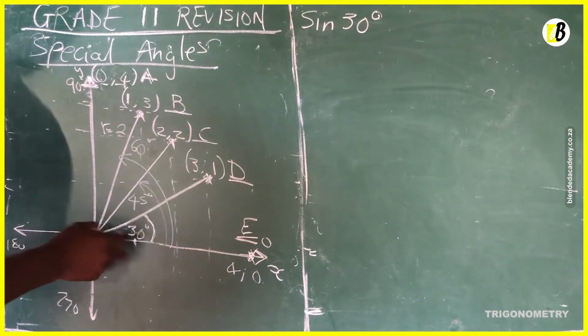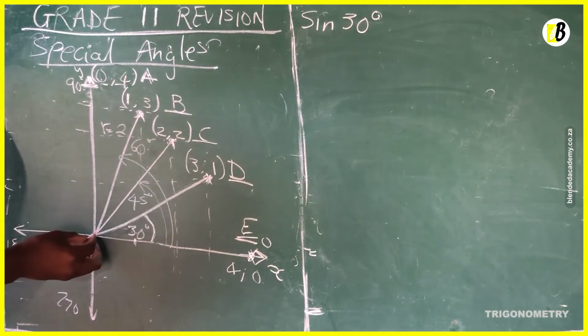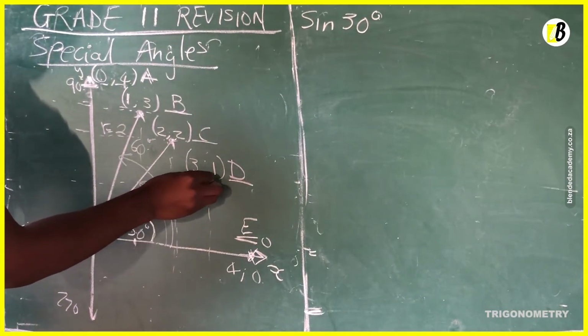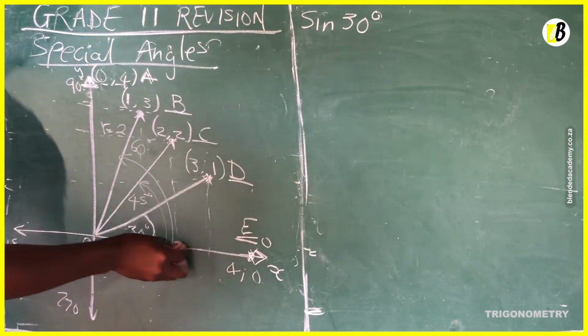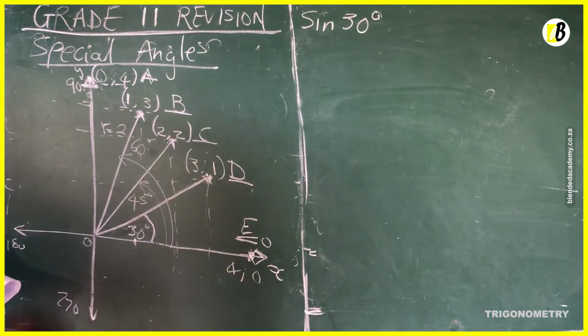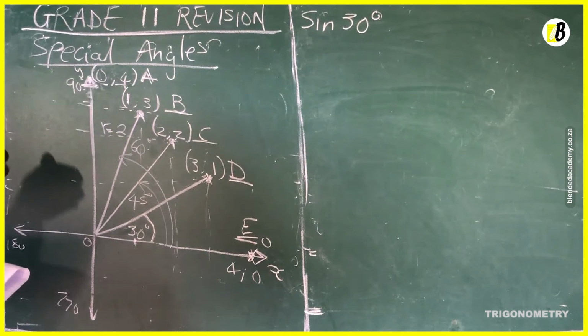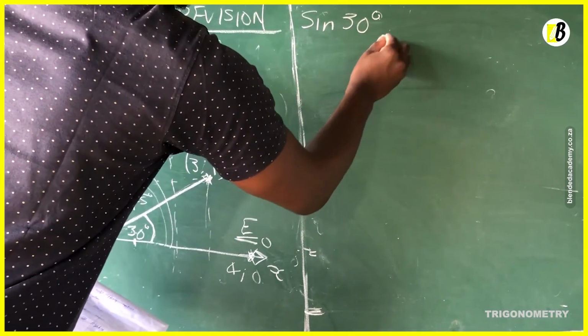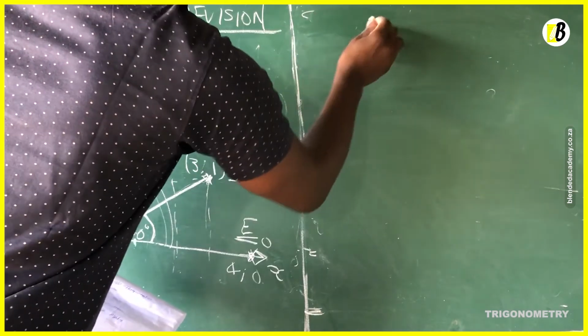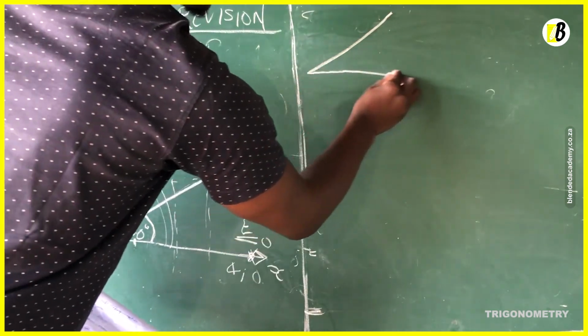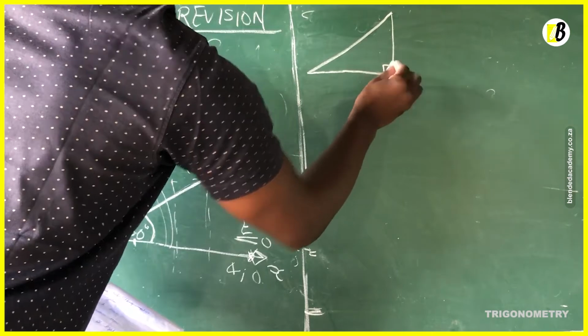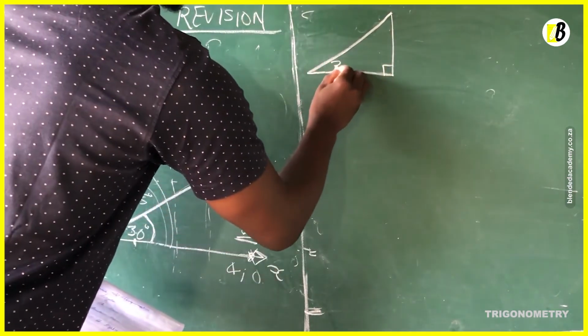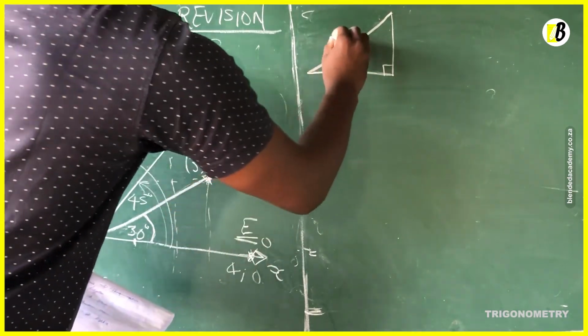This triangle is a right angle triangle if you draw it from the origin, going up to that point, and then down to the x-axis, and along the x-axis. You need to draw that right angle triangle to avoid any confusion. Let me draw it here nicely. That's our 30 degrees.